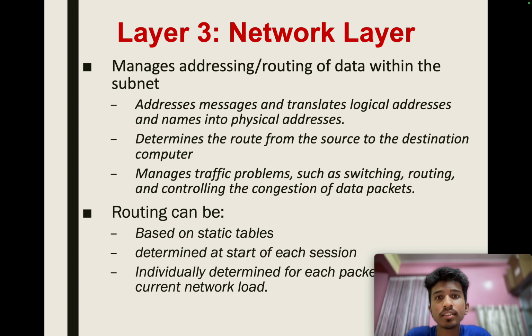So each email ID is given to a particular DNS system where his identity is given, or a particular IP address is given to a particular person. So what it does is it translates the email ID into the IP address and sends the email to the corresponding route where the IP is found. So here what happens is it addresses messages and translates logical addresses and names into physical addresses, determines the route from the source to the destination computer, manages traffic problems such as switching, routing, and controlling the congestion of data packets. So routing can be based on two things, that is static tables as well as dynamic tables.